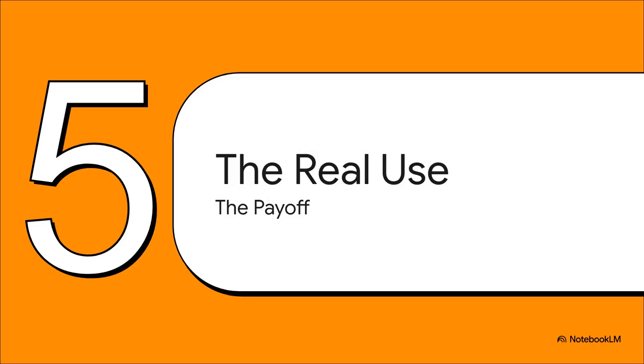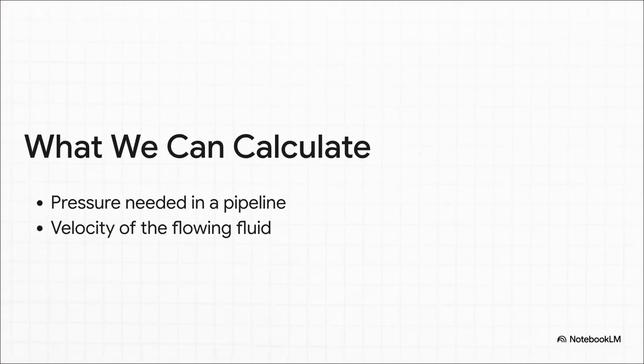Let's jump to Section 5, the real use, the payoff. So, what does this all mean? Why does this even matter? Let's bring it back to our very first mystery. Now, what's really interesting about this is that by using this constant equation, if we know just a few basic facts about our system, we can calculate exactly how hard to push the water, meaning the required pressure, and the precise velocity at which it'll travel. Civil engineers and scientists use this exact fundamental logic every single day to design everything from the plumbing in your house to the complex aqueducts keeping modern cities alive. It's a real game changer.